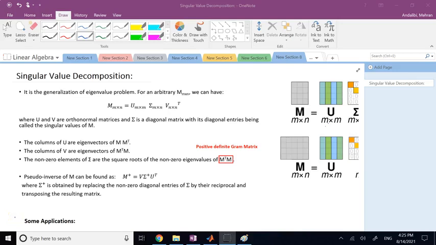Hello everyone. In this video we are going to talk about singular value decomposition, a generalization for eigenvalues and eigenvectors. So if you remember, if we had a square matrix A, n by n, I could write it as Q times D times Q transpose, where D was a diagonal matrix with eigenvalues of A and Q was an orthonormal matrix from the eigenvectors of A.